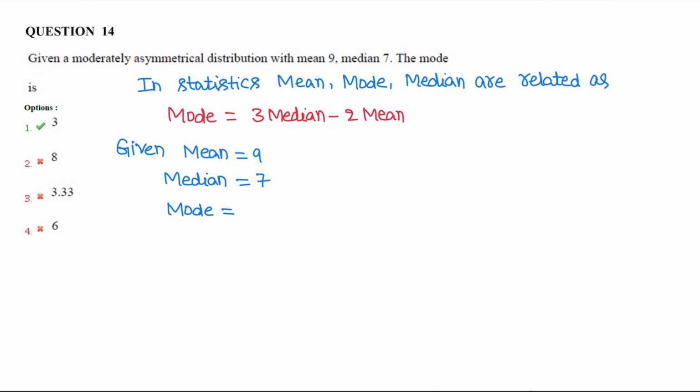Question number 14. Given a moderately asymmetrical distribution with mean 9 and median 7, then the mode is. In statistics, the relation between mean, mode, median is: mode is equal to 3 median minus 2 mean. Given mean is 9, median is 7, therefore mode is equal to 3 times median 7 minus 2 times mean. 3 sevens are 21 minus 2 nines are 18. So it is 3. The mode for the given asymmetrical distribution is 3.